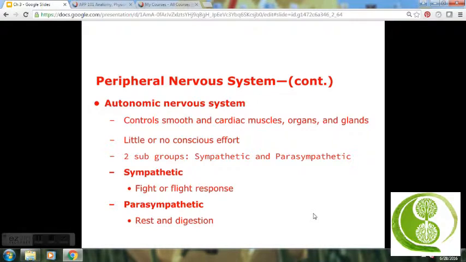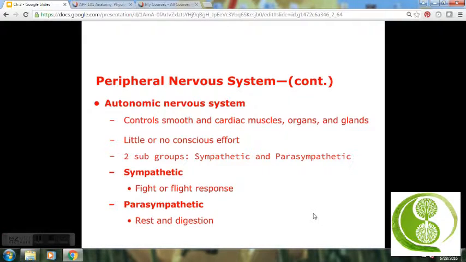It is the relaxing, restorative division of the autonomic nervous system, sometimes referred to as the craniosacral system because the motor pathways arise from the cranial nerves and the sacral portions of the spine. The primary neurotransmitter of the parasympathetic nervous system is acetylcholine.